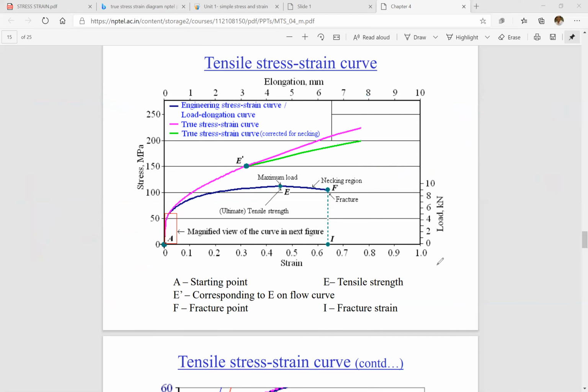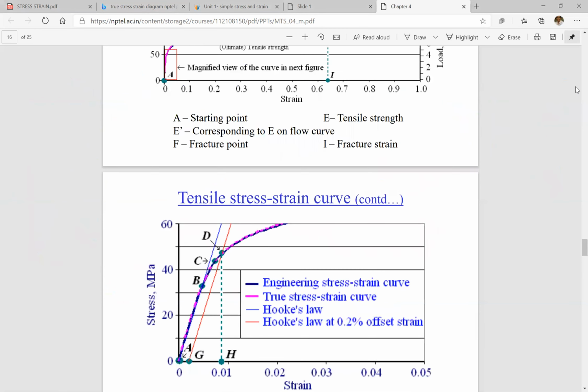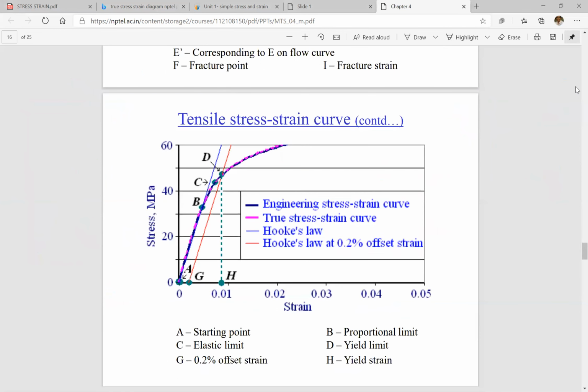So we'll move to the next section. This is the continuum tensile stress strain curve. This is the engineering stress strain, and this purple line is the true stress strain diagram, and this blue line is Hooke's law. I am just annotating. If you are not understanding the notations or the lines, please ask. So this blue line represents Hooke's law.